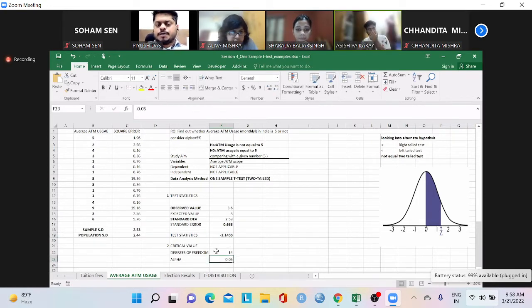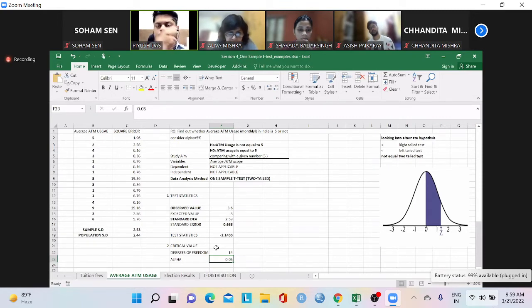So now the interesting part comes, right? Because what I'm trying to prove is that the ATM usage is not equal to 5. So what do I mean by that? It can be either greater than or less than 5, right? So 5% is nothing but the error which I am accepting in my research, right? So I am dividing the error also.